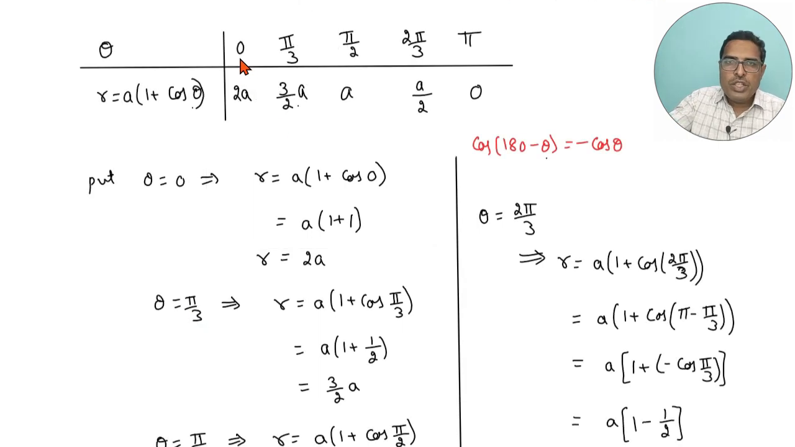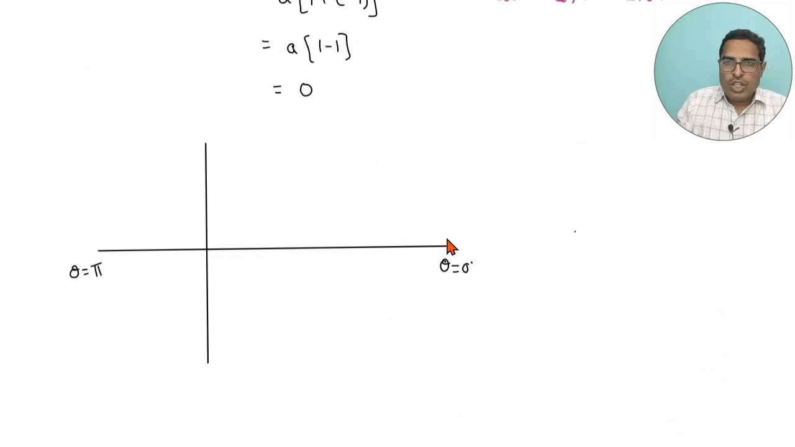So, when theta is 0, the length over here is 2a. So theta is equals to 0 represents this line. When theta is 0, what is the value of r? R represents the radius, the length over here. So, I need to measure 2a. Suppose I am taking this as the origin, from here you need to measure the length 2a.